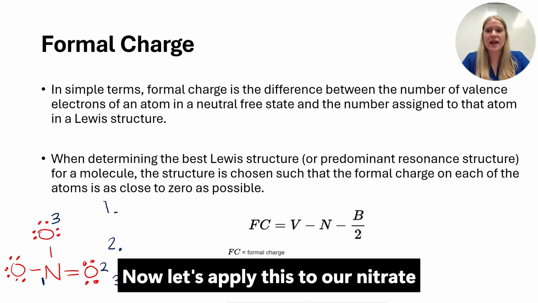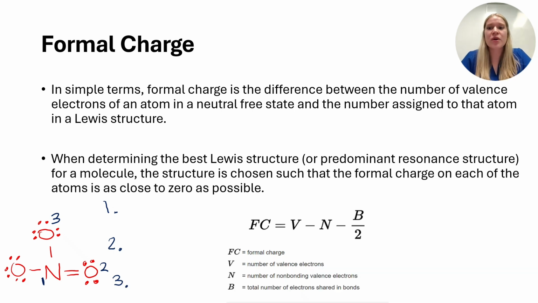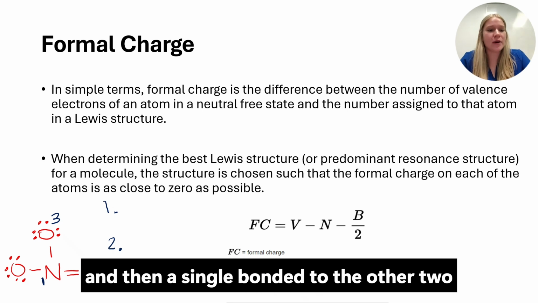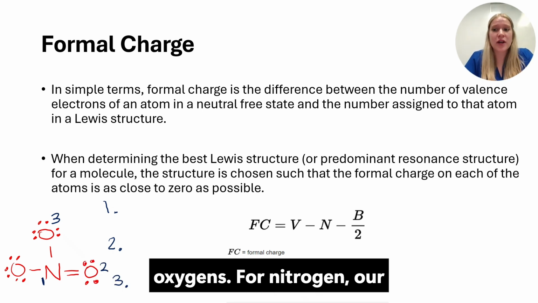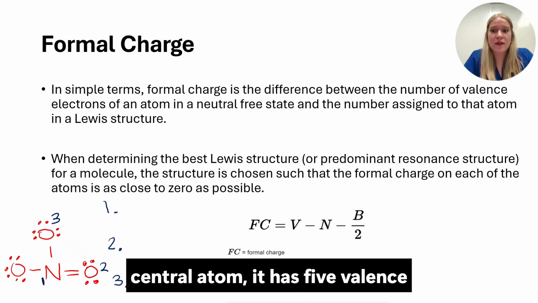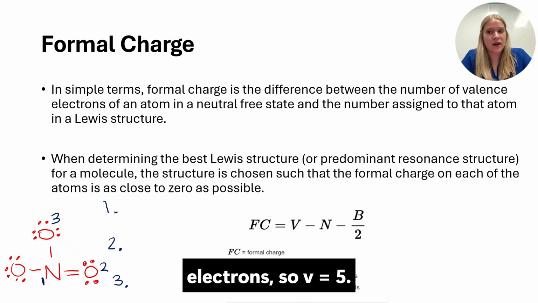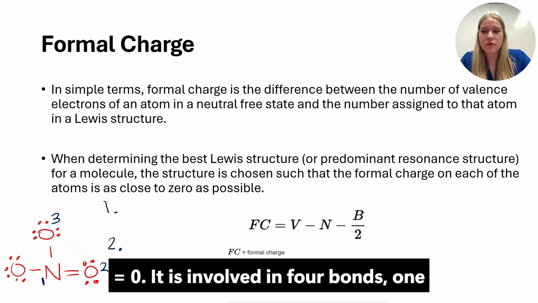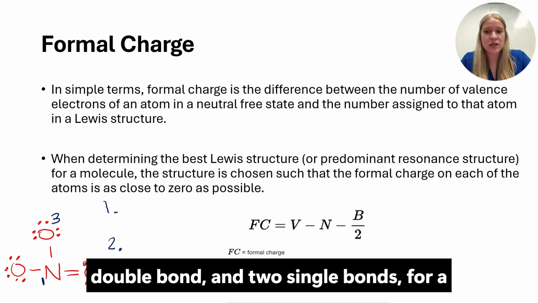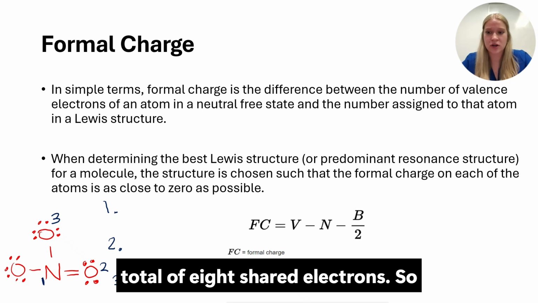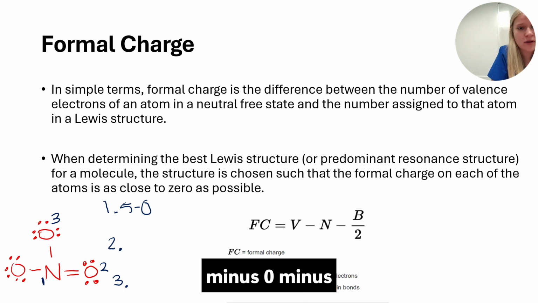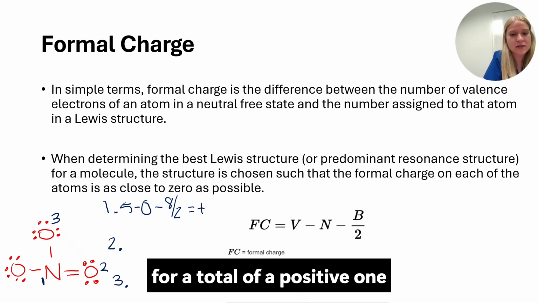Now let's apply this to our nitrate example from the previous slide. Remember, our stable structure has a nitrogen double bonded to one oxygen and single bonded to the other 2 oxygens. For nitrogen, our central atom, it has 5 valence electrons, so V equals 5. It has 0 non-bonding electrons, N equals 0. It is involved in 4 bonds, 1 double bond and 2 single bonds, for a total of 8 shared electrons. So its formal charge is 5 minus 0 minus 8 divided by 2, for a total of a positive 1 charge.